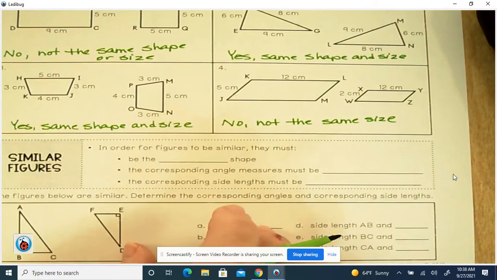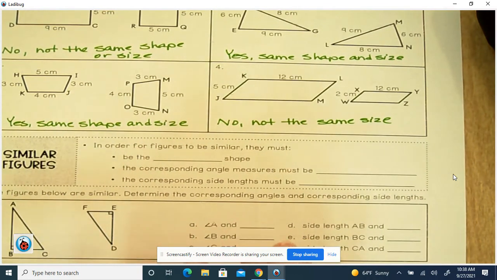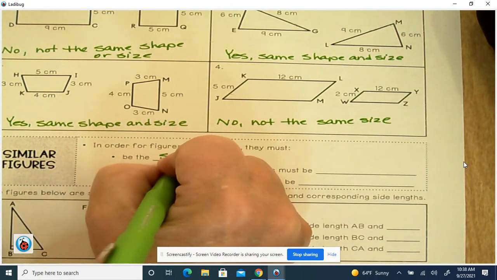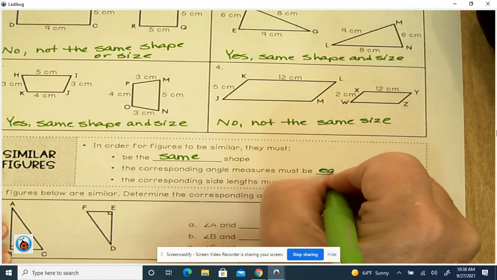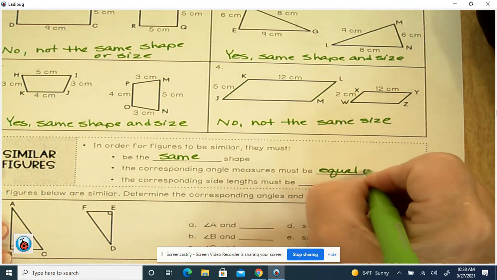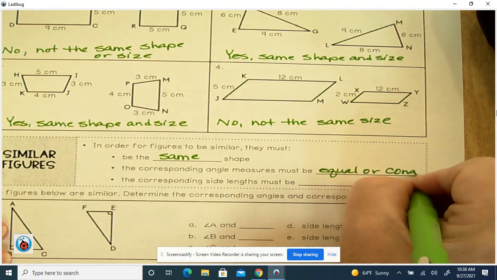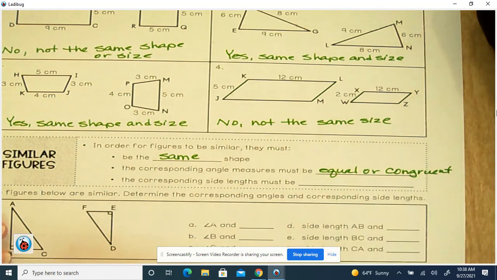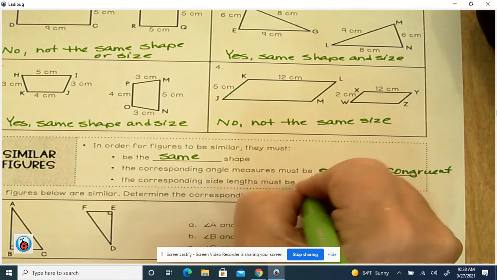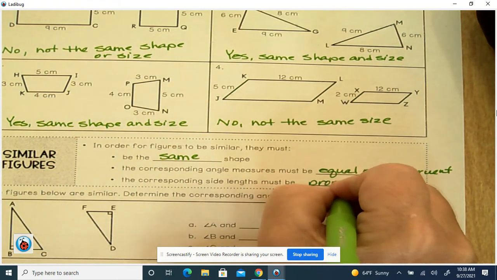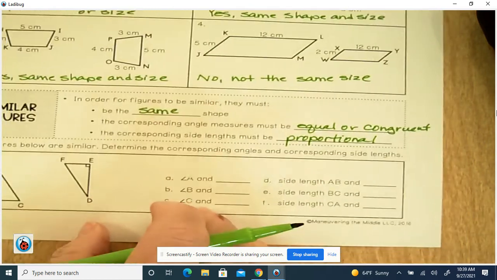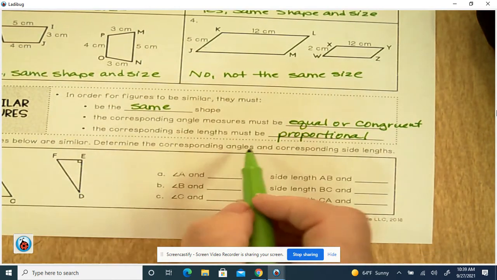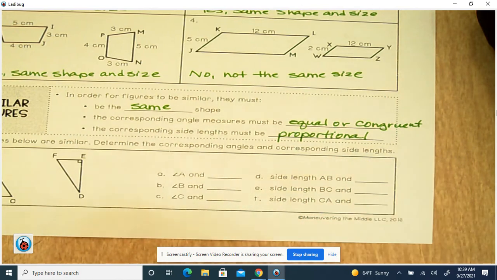So when we take that and we look at similar figures, in order for figures to be similar, they must be the same shape. The corresponding angle measurements must be equal or congruent. And the corresponding side lengths must be proportional. So the figures below are similar. Determine the corresponding angles and the corresponding side lengths.